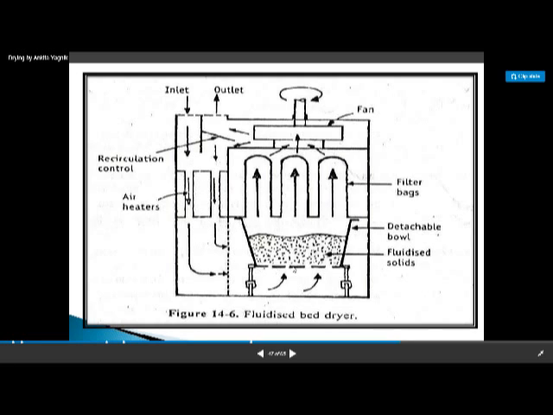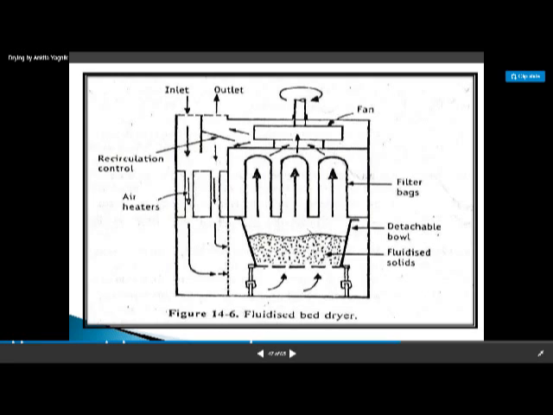This is a detachable bowl. Again it is made up of metal, and see, this is the bottom of the bowl which is perforated. You can see here the gaps. So this bottom is perforated, and through these perforations the hot air with very high pressure is going to enter the bowl, and the particles which are present in the bowl will move in the upward direction. They will be in the fluidized state.